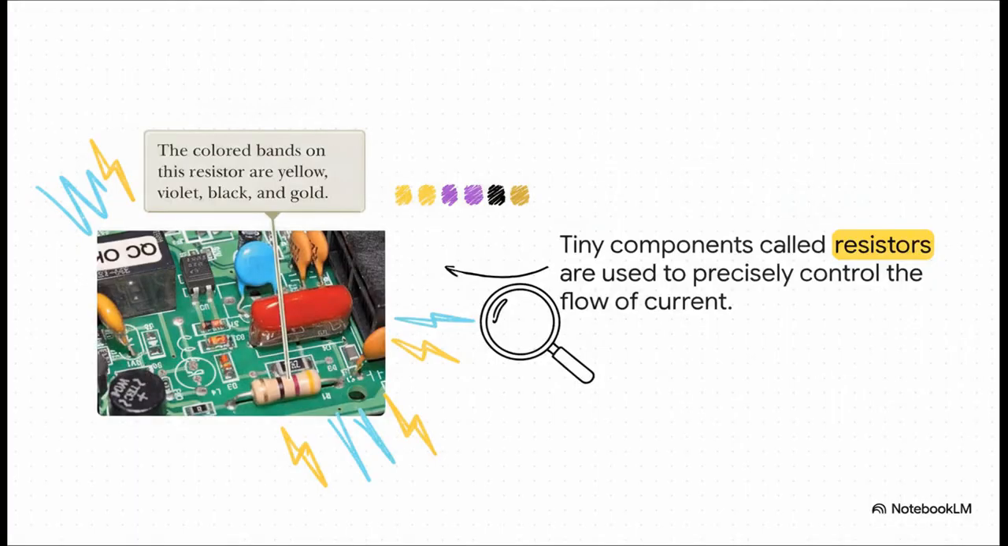Okay, look at any circuit board, like this one. You see that tiny little component with the colored stripes? That's a resistor. Its only job in life is to add a very specific, calculated amount of resistance to the circuit to basically act as a speed bump for the current going to other, more sensitive parts.